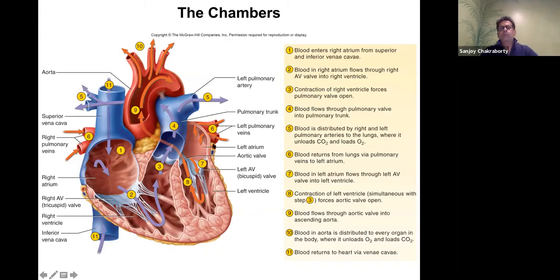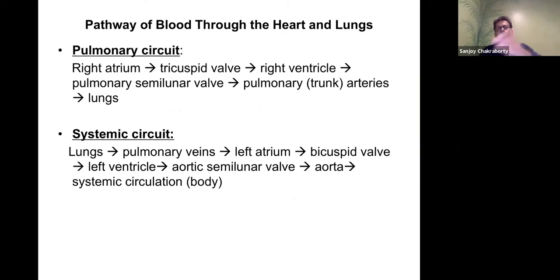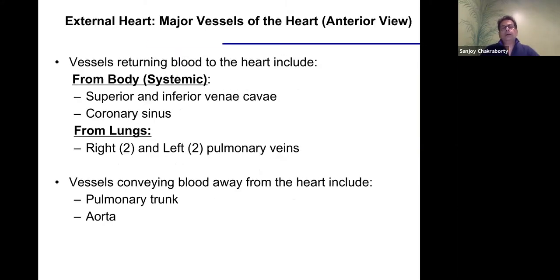Make sure you go over that, and try to draw the picture as I did, so that not only do you know the flow of the blood through the heart, you also know the structure of the heart. And these are both the circuits mentioned, pulmonary and systemic. We talked about that multiple times.